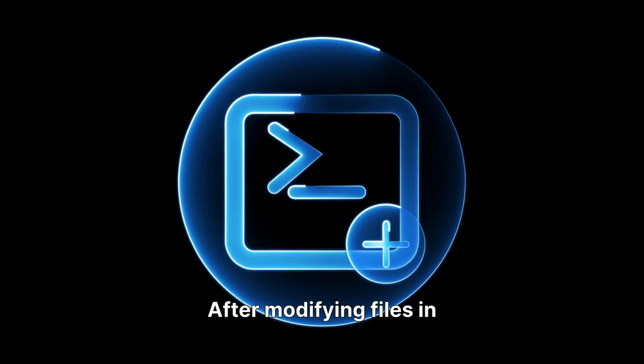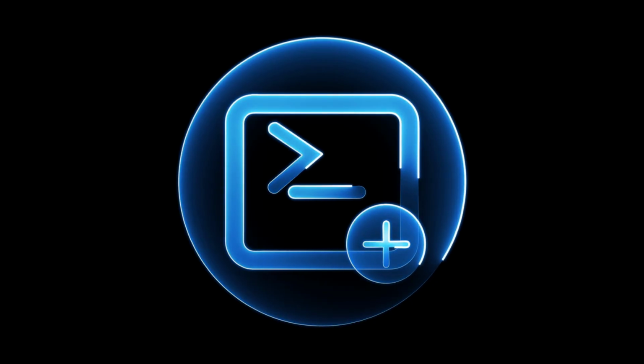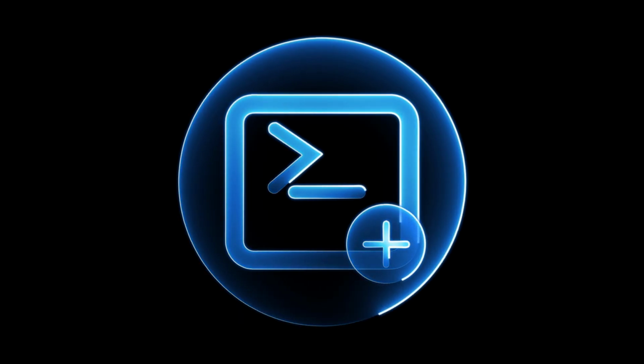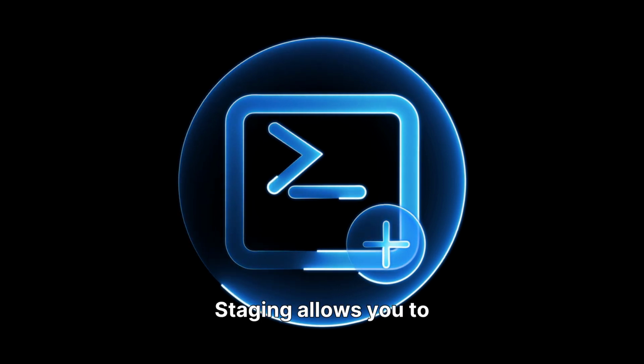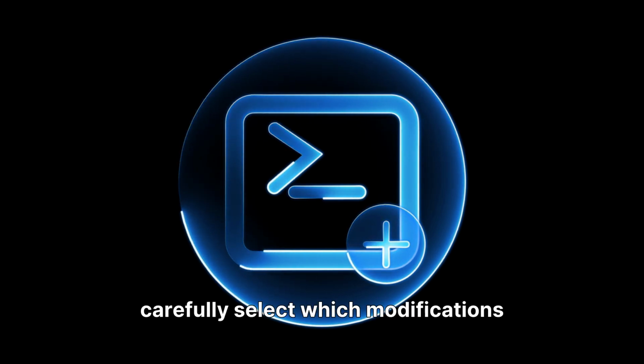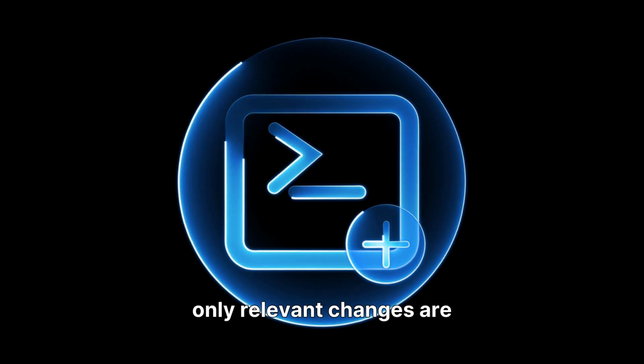After modifying files in your project, you need to stage the changes you want to include in your next commit. Use git add file_name for specific files or git add . to stage all changes. Staging allows you to carefully select which modifications will be part of the upcoming snapshot, ensuring only relevant changes are committed together.